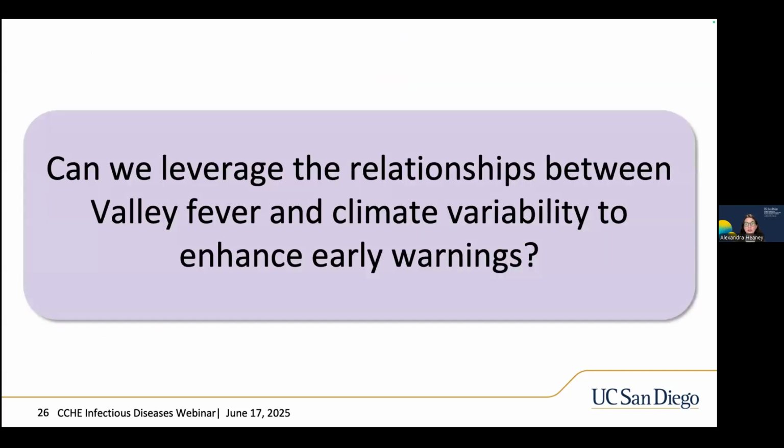And more specifically, we wanted to see if we could use the relationships that we established between climate and valley fever to enhance some of these early warnings that our California Department of Public Health colleagues were putting out. Can we do better than just saying, we think it's going to be a risky year for valley fever, and produce a more quantitative outlook on what the coming months might look like?